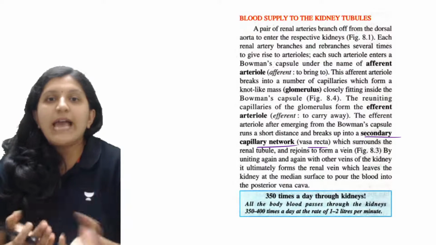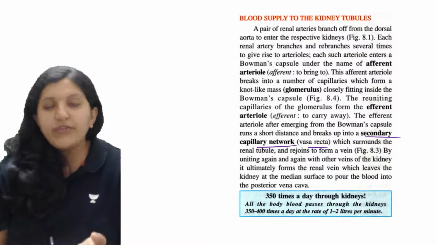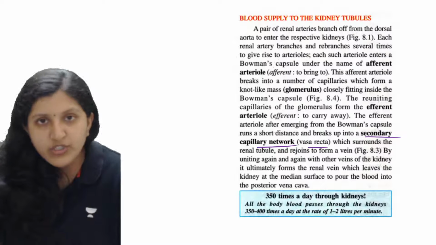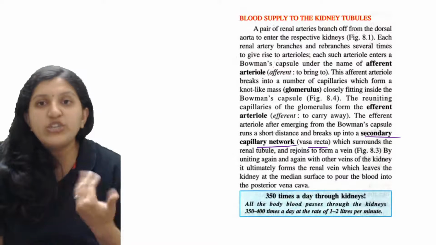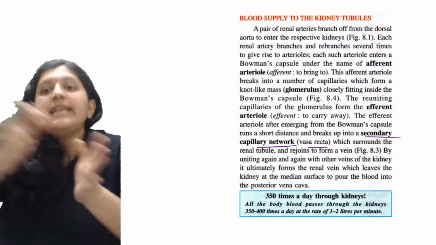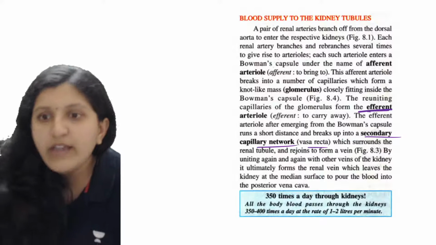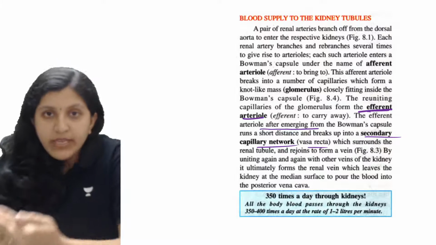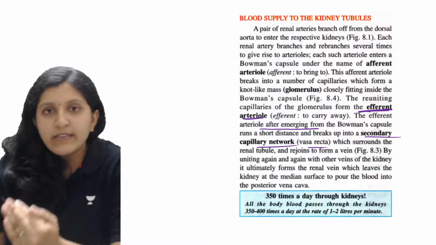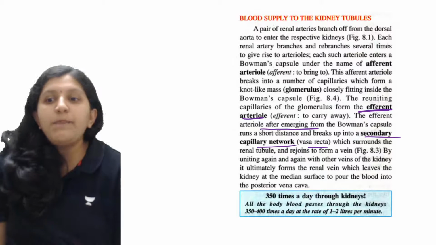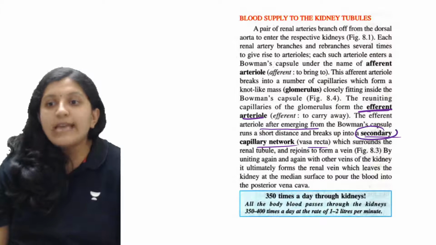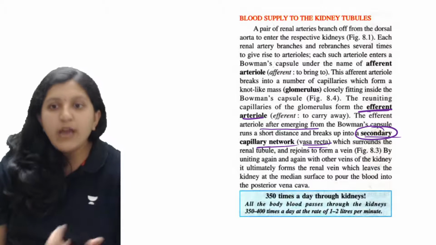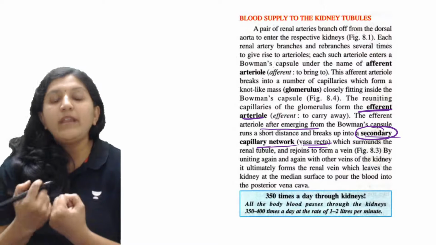I also told you about the secondary capillary network, the vasa recta. The afferent arteriole enters the Bowman's capsule, and on further division you can see a capillary formation which we call the glomerulus. Then it leaves, and we call that the efferent arteriole. It leaves the network and joins the PCT, and surrounding the PCT it forms the secondary set of capillary network, which we call the vasa recta, where it absorbs the required things.